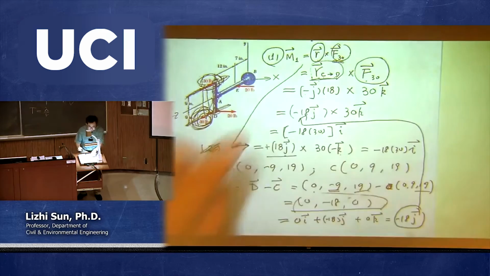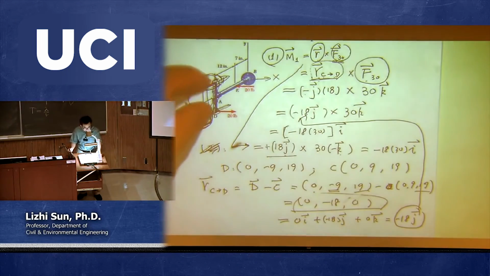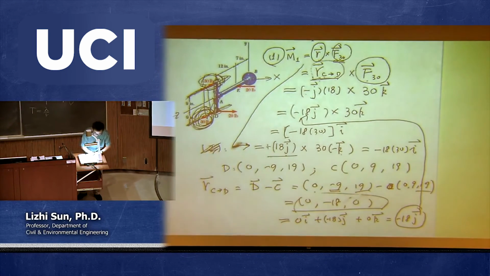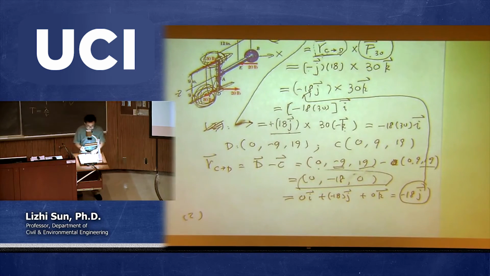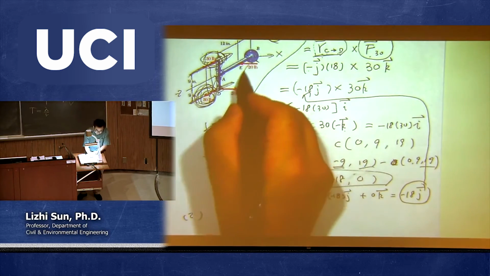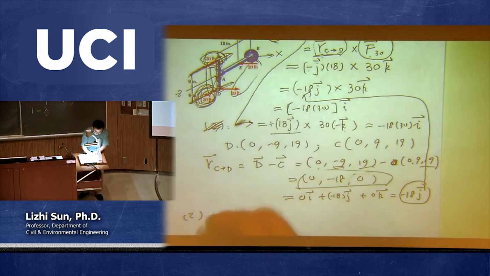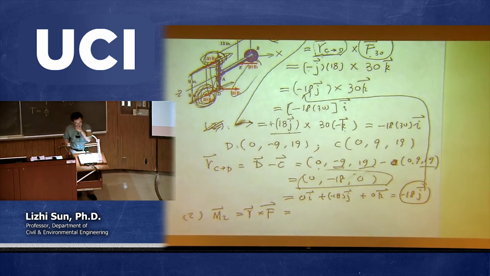So that's the first one. We calculate the moment due to this force, right? Now move to this one. Step number 2. What is the moment due to these two forces? That is called moment 2, which is again R cross F. That's the universal definition. First of all, let's determine this F.